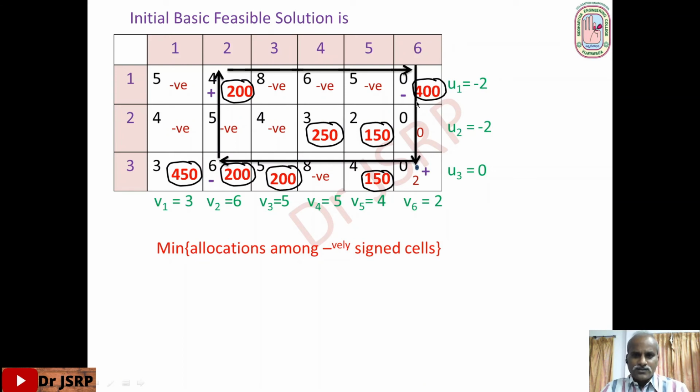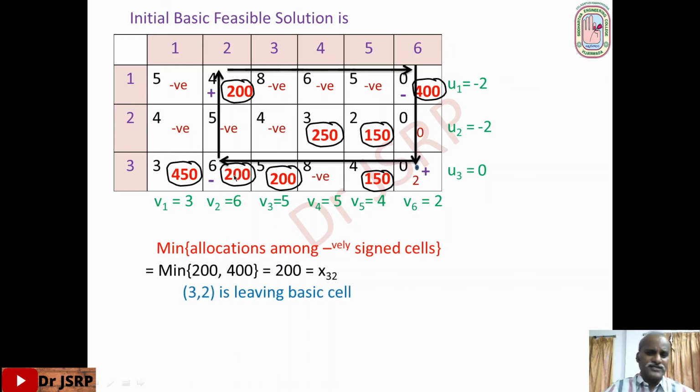So these two are negatively signed cells. For these two negatively signed cells, the allocations are 400 and 200. The minimum of 200 and 400 is 200. This corresponds to the 3,2 cell, that is X32. So 3,2 cell is the leaving basic cell. So in the next solution, 3,6 is the entering basic cell and 3,2 cell is the leaving basic cell, and the other cells remain in the solution.